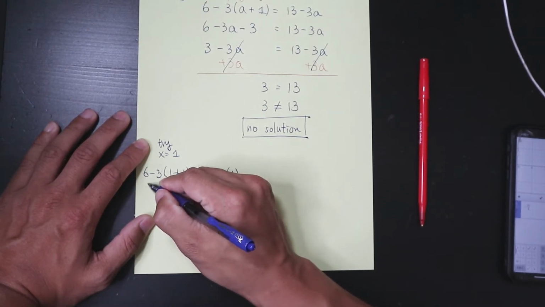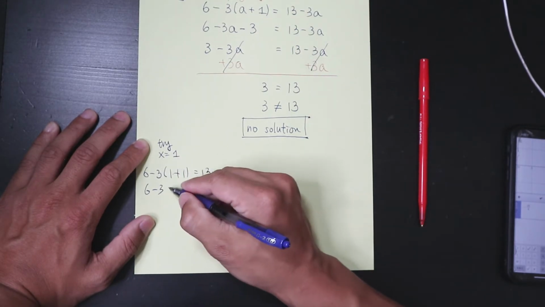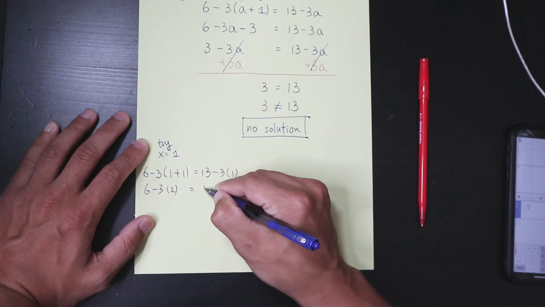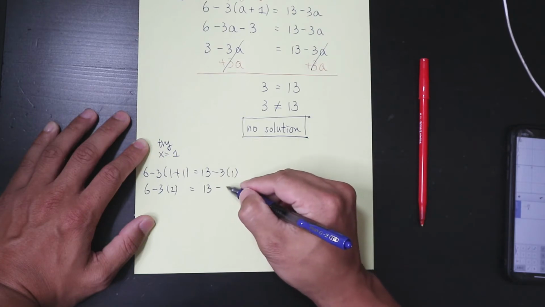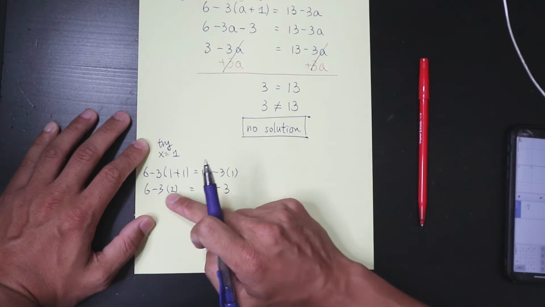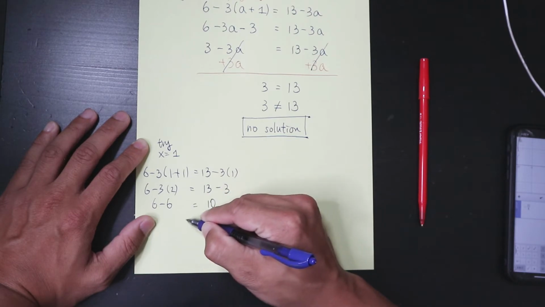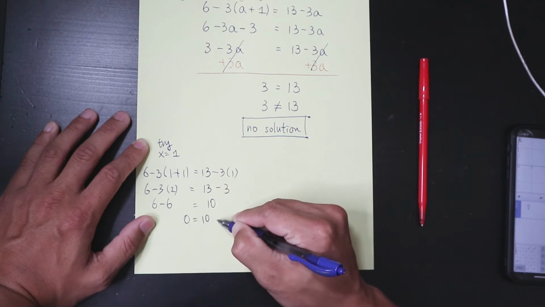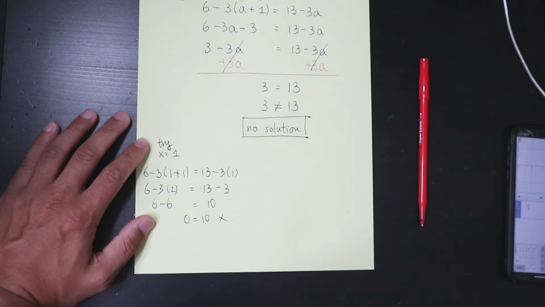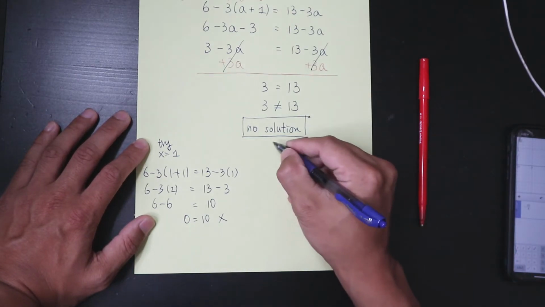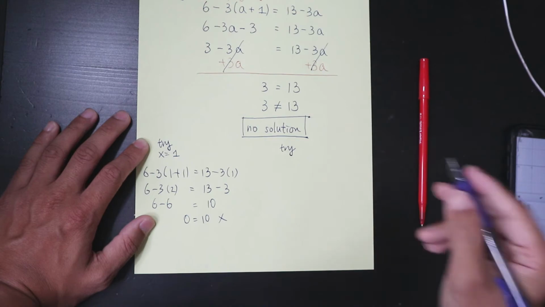So you're going to do order of operations. 6 minus 3 times 2 is equal to 13 minus 3 times 1, which is 3, right? And then 3 times 2 is 6. So 6 minus 6 is equal to 10. 0 is equal to 10, which is a false statement. So we know that a equals 1 is not your answer. We're going to try another number.